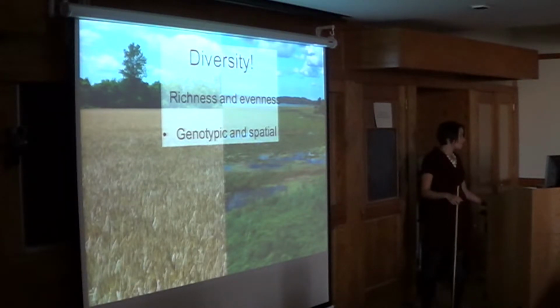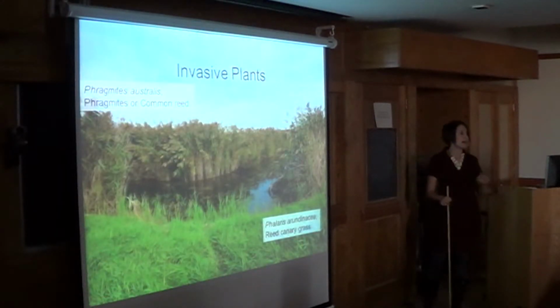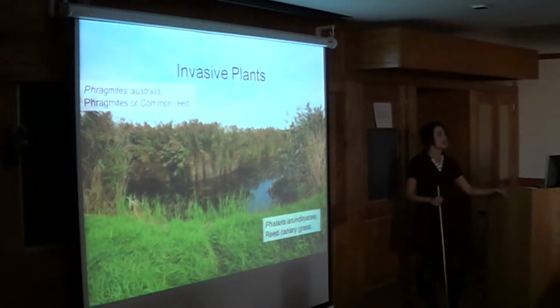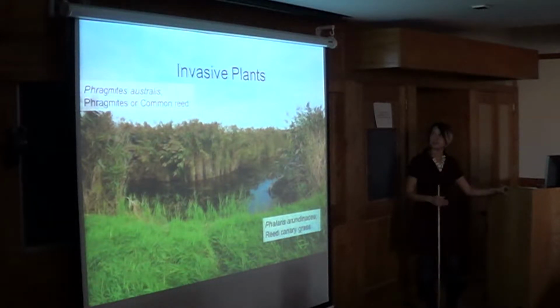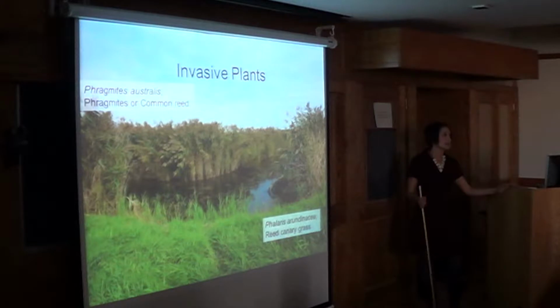So one exception to the rule that natural areas tend to be really highly diverse are invasive plants. And by invasive plants, I mean that these are non-native plant species, so they've evolved somewhere else. They've come to a new place. They're rapidly expanding their range. And for the most part, they have some negative consequence, either on humans economically or on some ecosystem services, like animal habitat or biodiversity of plant species.